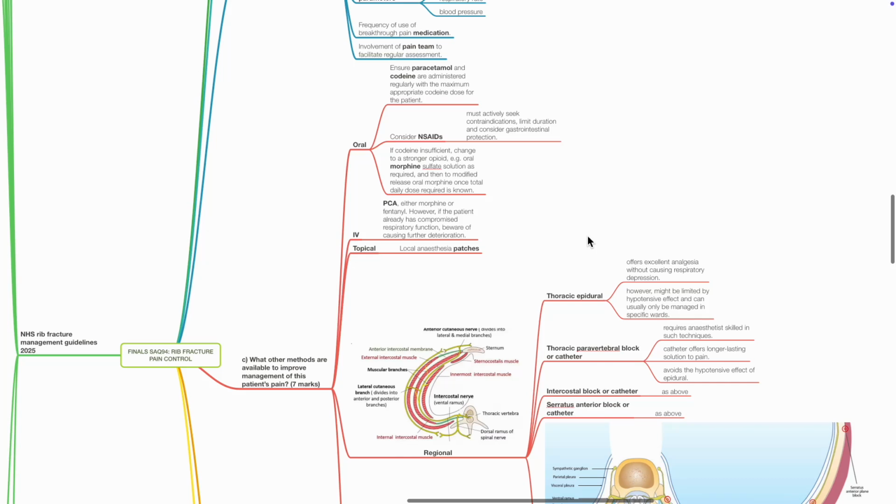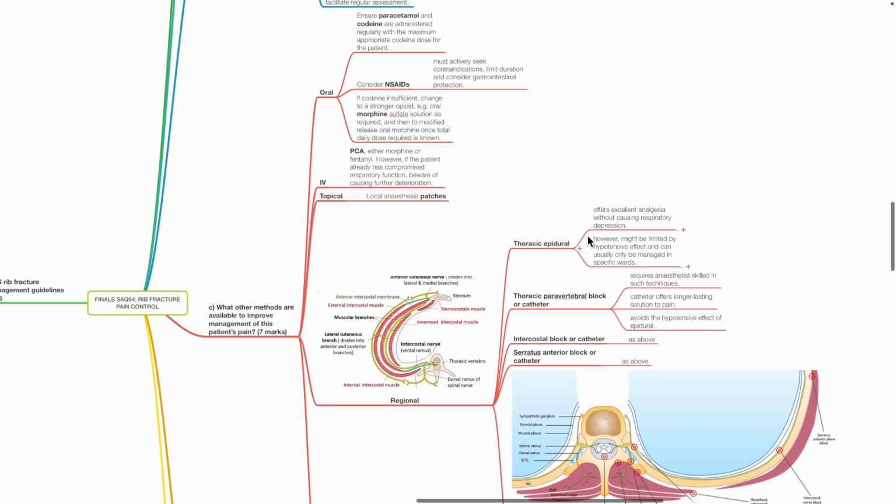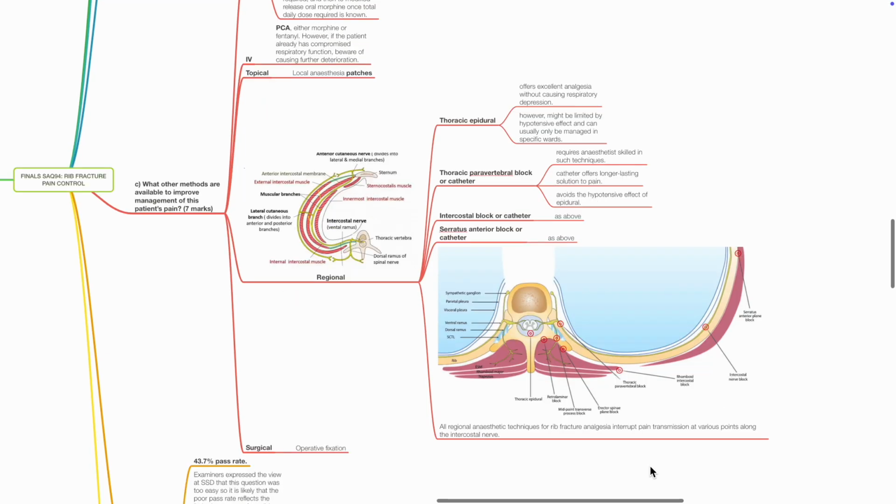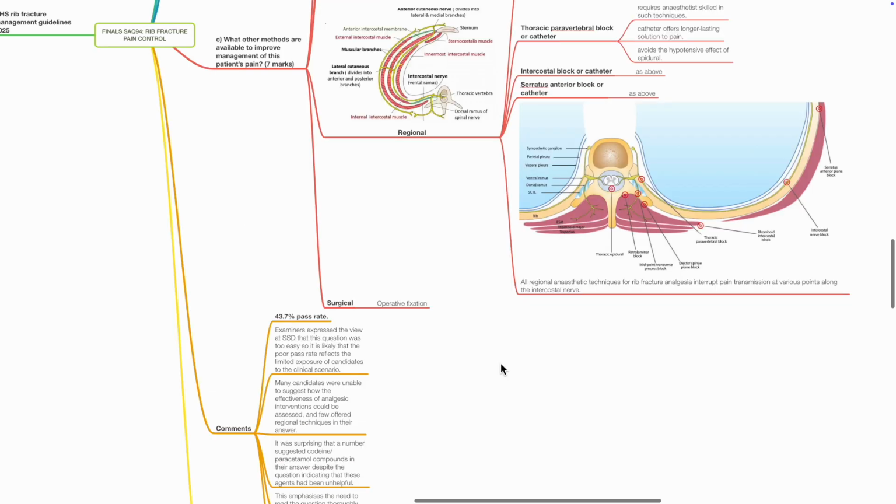PCA morphine or fentanyl are options, but monitor for compromised respiratory function. Topical option includes local anesthesia patches. Regional block options include thoracic epidural, thoracic paravertebral block or catheter, intercostal block or catheter, and serratus anterior block or catheter. All regional anesthetic techniques for rib fracture analgesia interrupt pain transmission at various points along the intercostal nerve. Surgical option includes operative fixation.